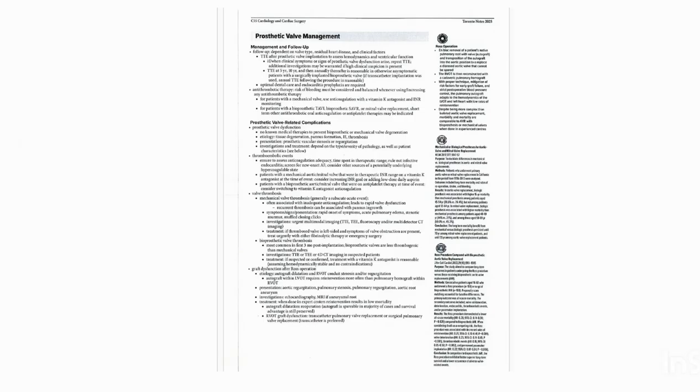Graft dysfunction after the Ross operation. Now let's discuss complications following the Ross procedure. Common causes include autograft dilatation, right ventricular outflow tract conduit stenosis, and pulmonary regurgitation. Patients may present with aortic regurgitation, pulmonary stenosis, pulmonary regurgitation, or aortic root aneurysm. Evaluation includes echocardiography, and MRI if aortic root aneurysm is suspected. Treatment is best performed at experienced centers.